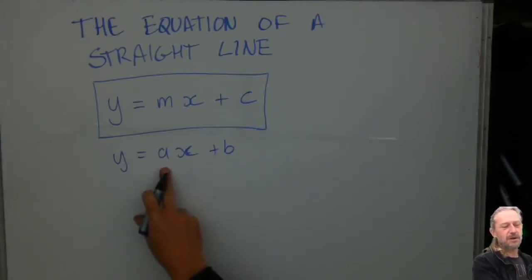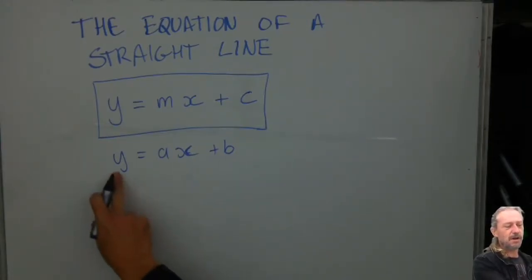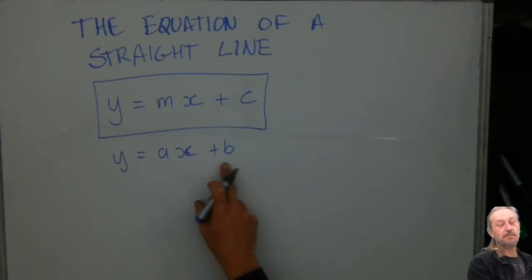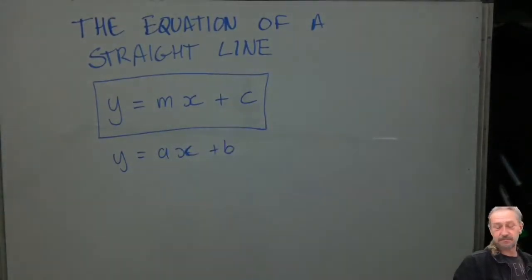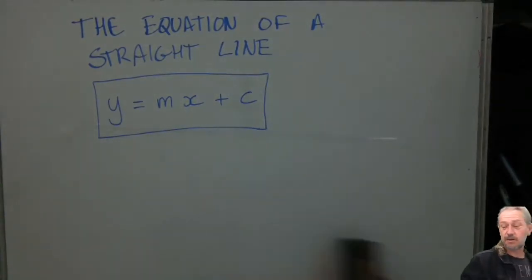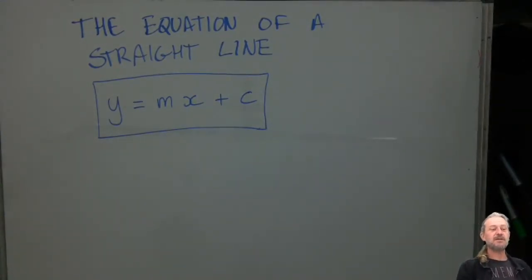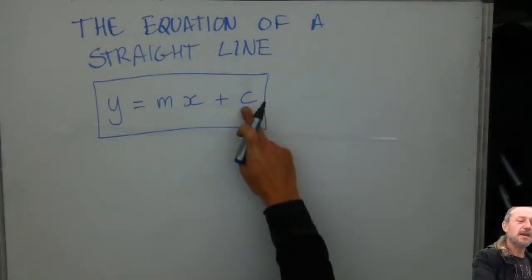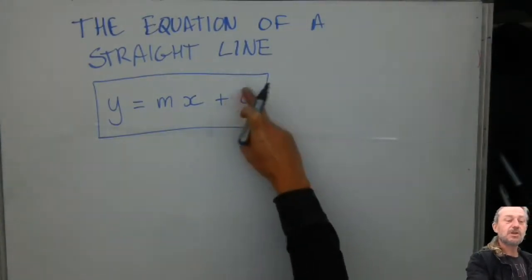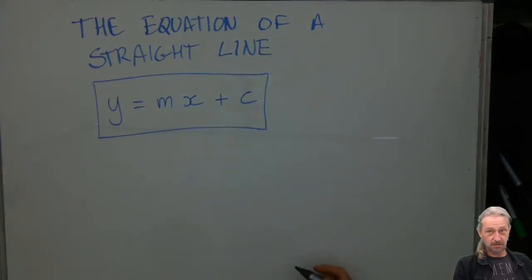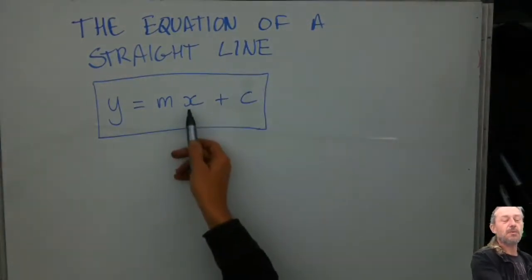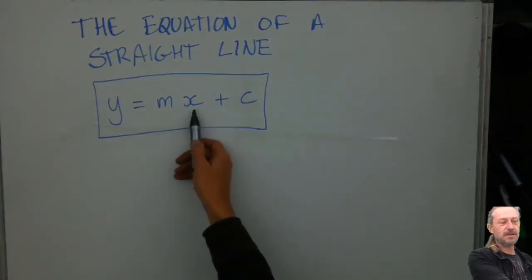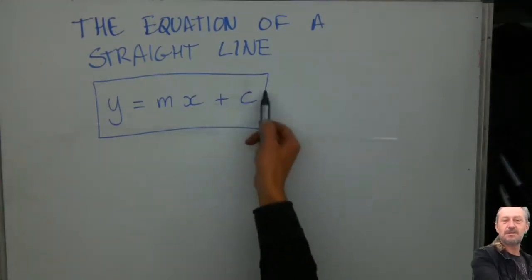So we're going to have two numbers in here. We're going to have y equals something x plus something. I like mx plus c. M stands for the gradient, as we talked about in the previous video. C is just a number. I like C because C stands for constant. It's essentially just a constant number. It doesn't matter what value of x we substitute in, this doesn't change.